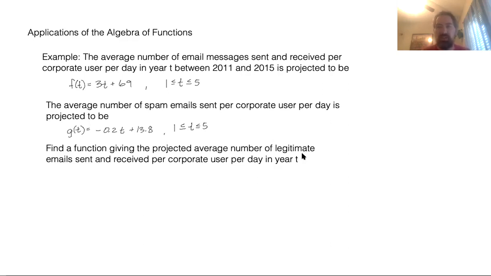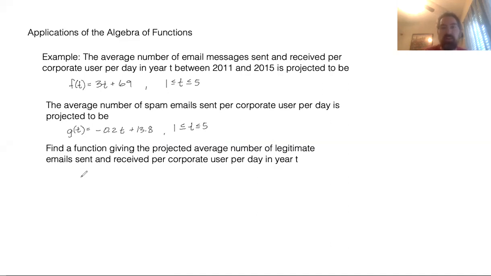So what is this legitimate email telling us, right? So this f of t is giving us all the emails that are sent and received per day, and g of t is the number of spam emails. And so if you were to take away the spam emails, then you would have remaining the legitimate emails, right? Legitimate being the non-spam emails. So if we want to find this function that gives us the average number of legitimate emails, what we can do is take the total number of emails and subtract the spam emails, and what we'd have remaining is the number of legitimate emails.